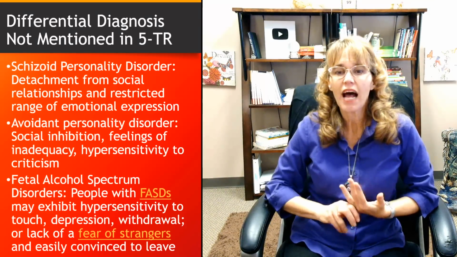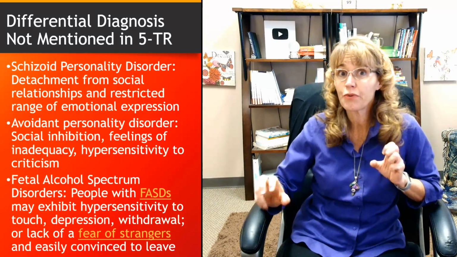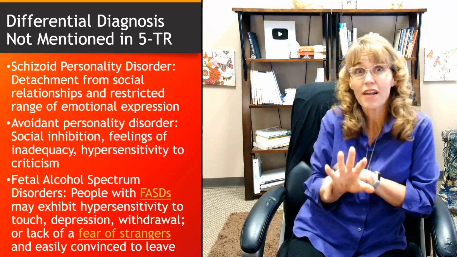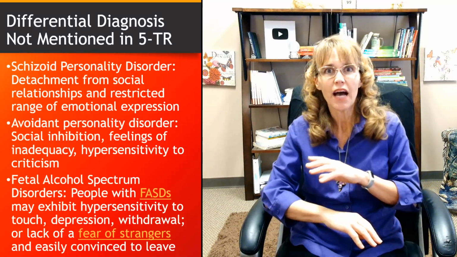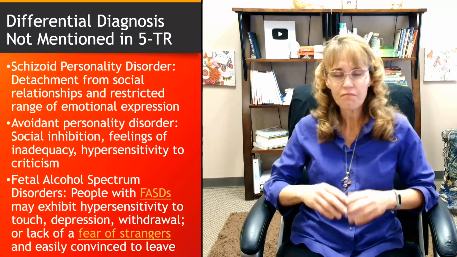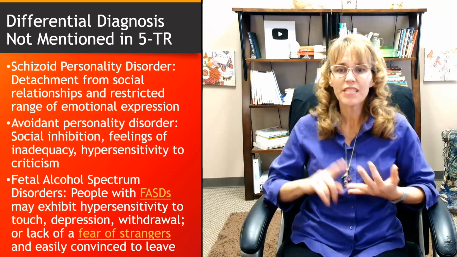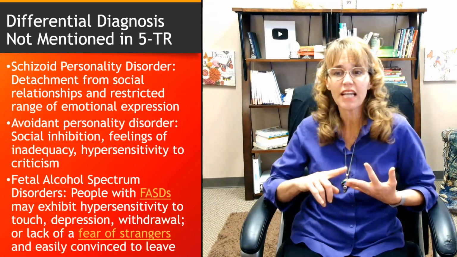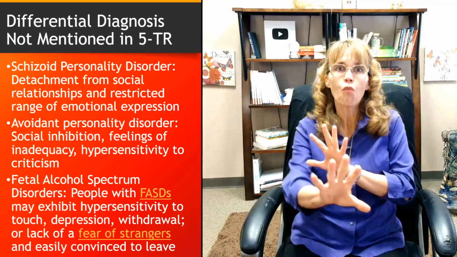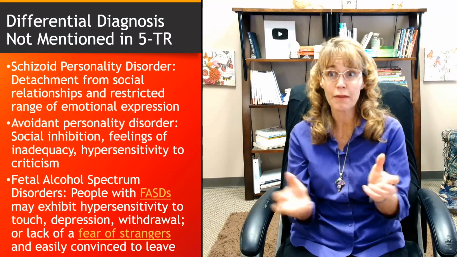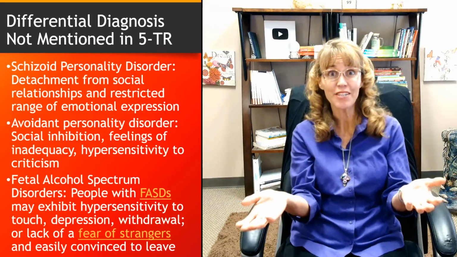They may exhibit hypersensitivity to touch, just like somebody who has reactive attachment disorder may not want to be touched, or somebody with autism spectrum disorder may be hypersensitive to touch. People with FASDs also may have this. People with FASDs may exhibit depression and withdrawal, and that can come off as not wanting to engage with others. Remember, the DSM-5 TR did say we needed to differentially diagnose it from depression.